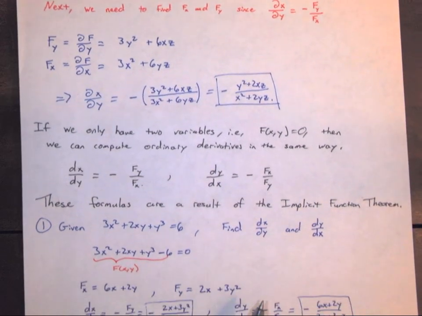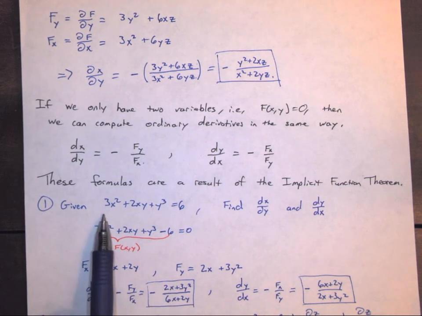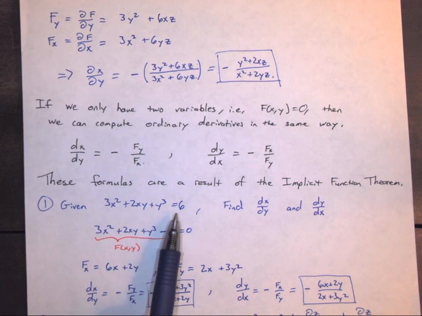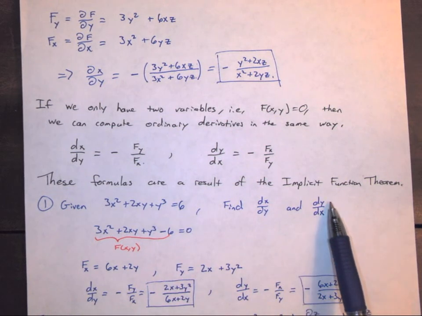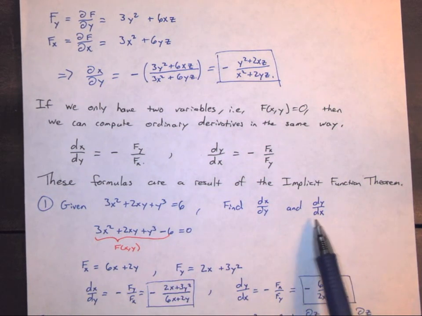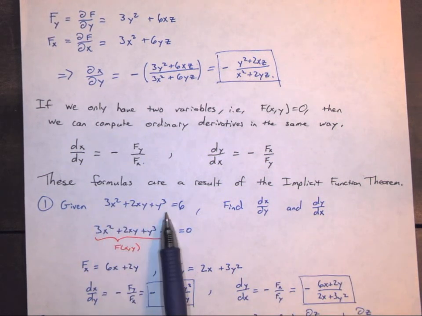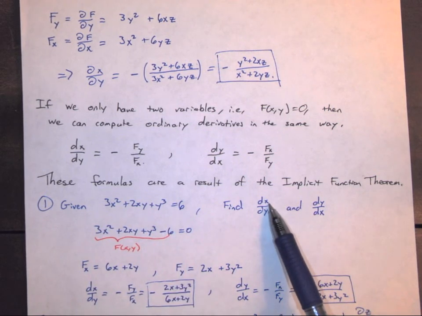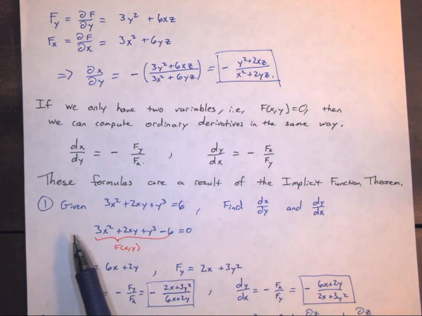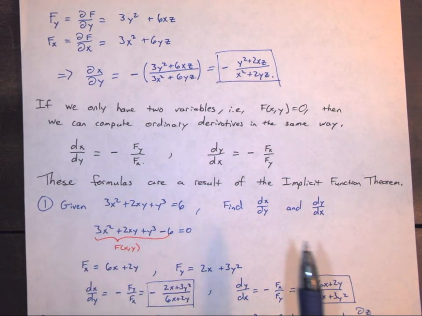So let's do a couple more examples before we finish. First, let's look at an example of an implicit function of two variables. So here I have 3x squared plus 2xy plus y cubed equals 6. I want to find the derivative of x with respect to y and the derivative of y with respect to x. And again, these are ordinary derivatives because I only have two variables here. So you can think that for this one, for instance, if I want to find the derivative of x with respect to y, what you could try to do is solve this for x and get x by itself and then just take a derivative.